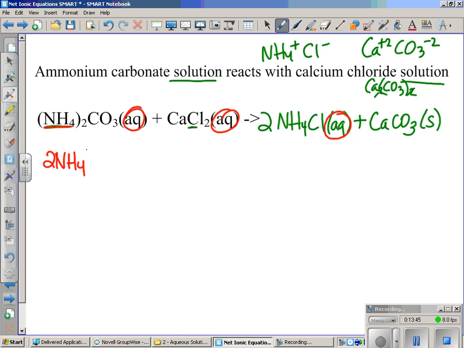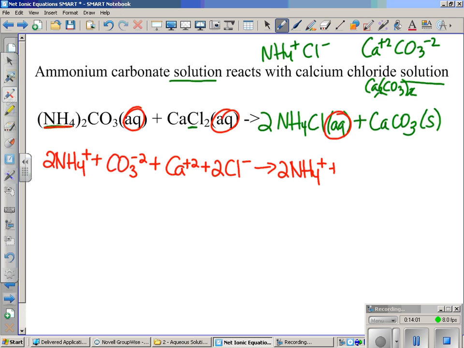So right here, there are 2 ammoniums. So I'm going to go 2 NH4 plus, CO3 minus 2, plus Ca plus 2, plus 2 Cl minuses, yields 2 NH4 pluses and 2 Cl minuses. Again, I'm using that coefficient. There's one of each in here, but there's 2 of those compounds. And then plus CaCO3, which is a solid, so I'm not breaking it up.